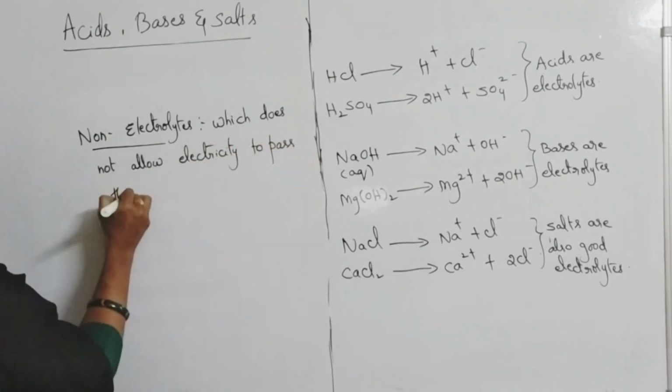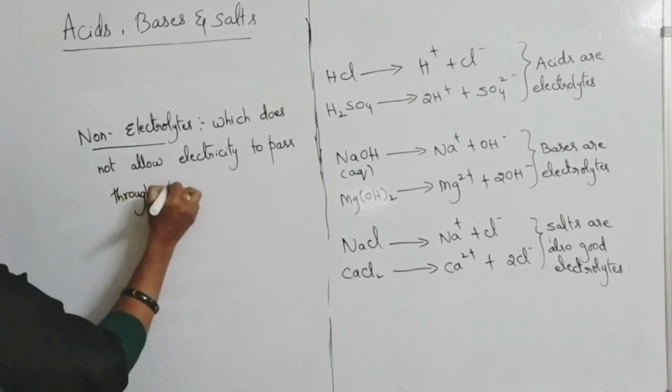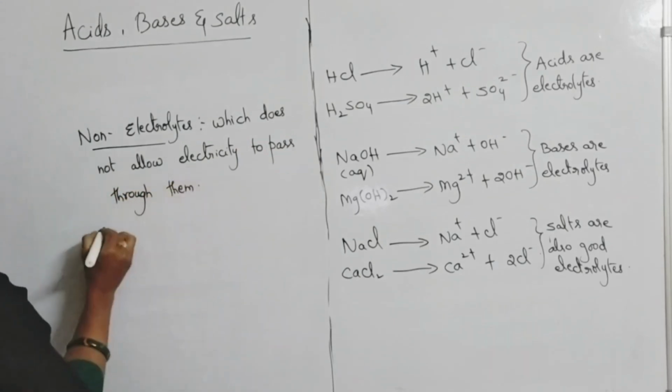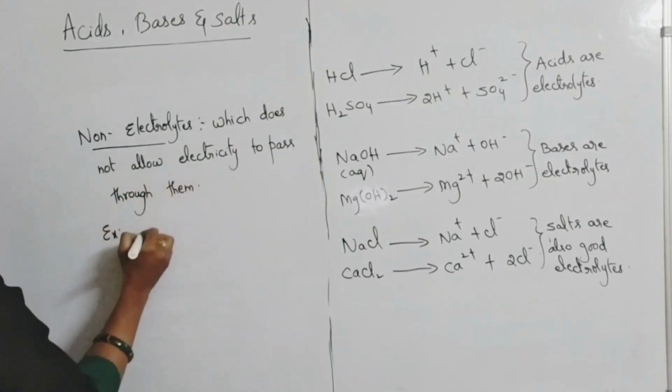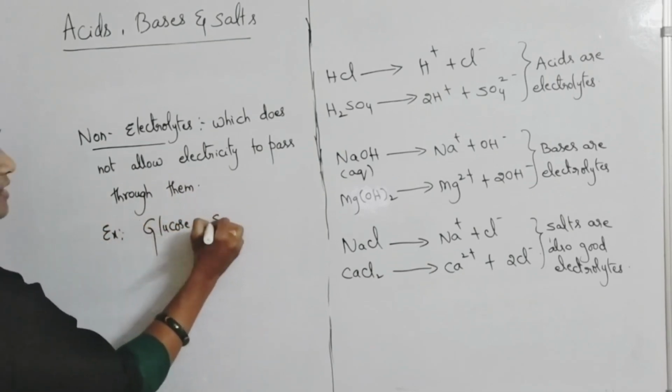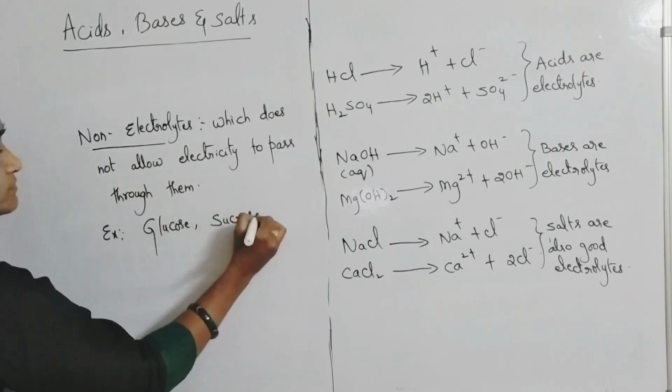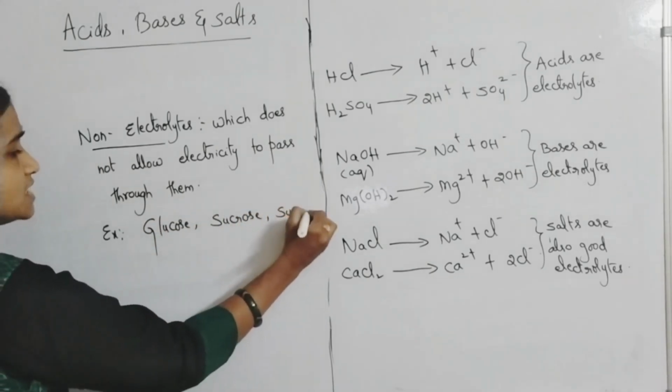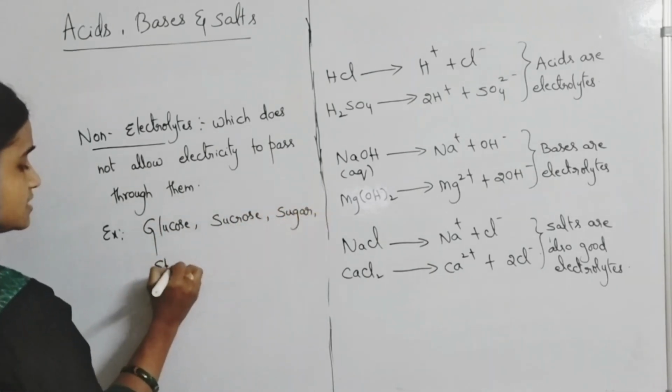Okay, such kind of substances are called as what? Non-electrolytes. Examples for non-electrolytes are what? Glucose solution, glucose, sucrose, sugar, starch, and kerosene.